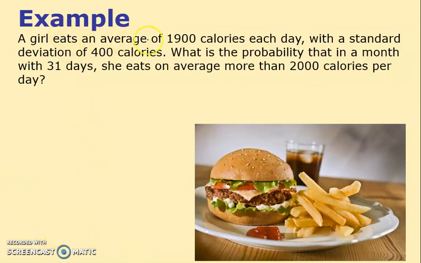It says a girl eats on average 1900 calories a day. So look, it doesn't tell me anything about the distribution, just says she eats 1900 calories a day, and a standard deviation of 400, so sigma equals 400. What's the probability in a month of 31 days? Notice it's bigger than my magic number. It needs to be bigger than 25, so I'm going to write that straight away. And she does this for more than 25 days.